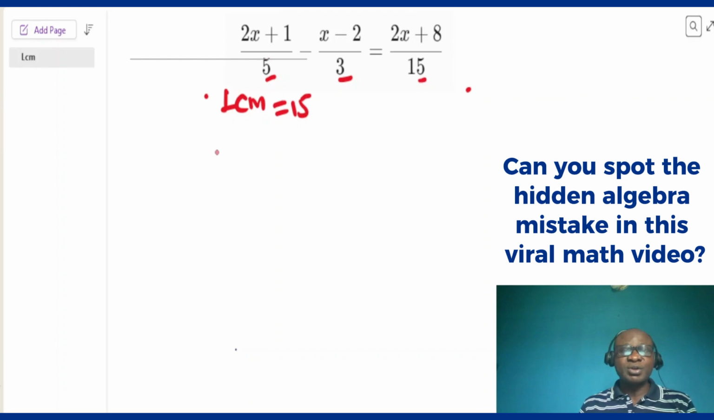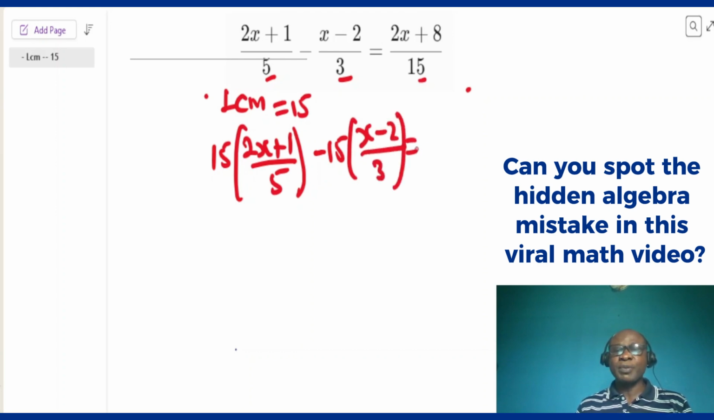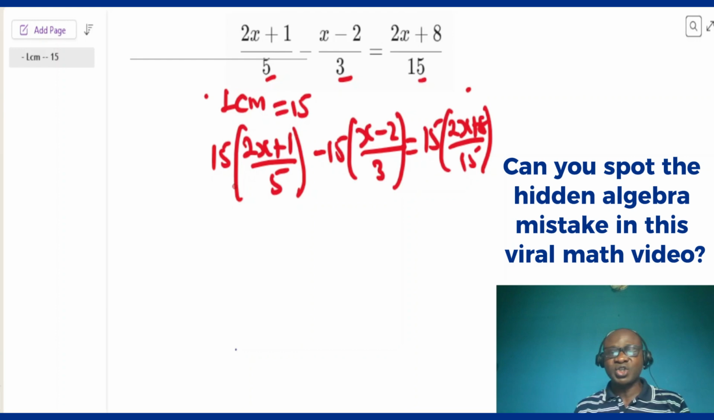That means I am going to write it like this. 15 will multiply the whole of (2x + 1)/5. Next, the same 15 will multiply again (x - 2)/3. And that is now going to be equal to 15 again, that is the LCM, multiplied by (2x + 8)/15. What this is going to help me do is clear all the fractions so that everything will now be a single equation.